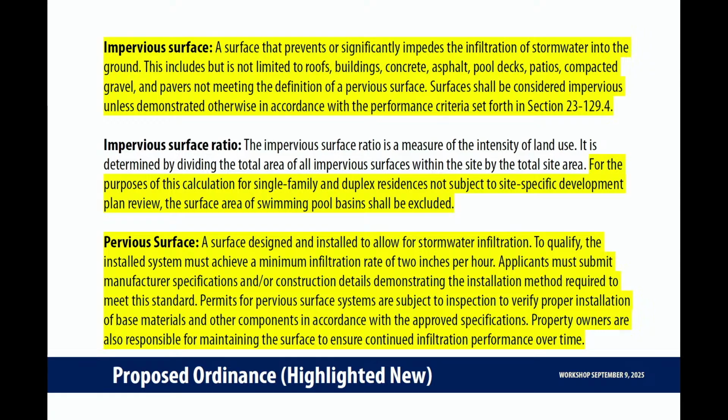And then we provide a definition for pervious: a surface designed and installed to allow for stormwater infiltration. Basically, this installed system must achieve a minimum infiltration rate of 2 inches per hour. Applicants must submit manufacturer specifications and/or construction details demonstrating the installation method required to meet this standard. That would be upfront with the permit submittal. And then permits for pervious surface systems are subject to inspection to verify proper installation of base materials and other components in accordance with the approved specifications. They're also responsible for maintaining the surface to ensure that performance over time.